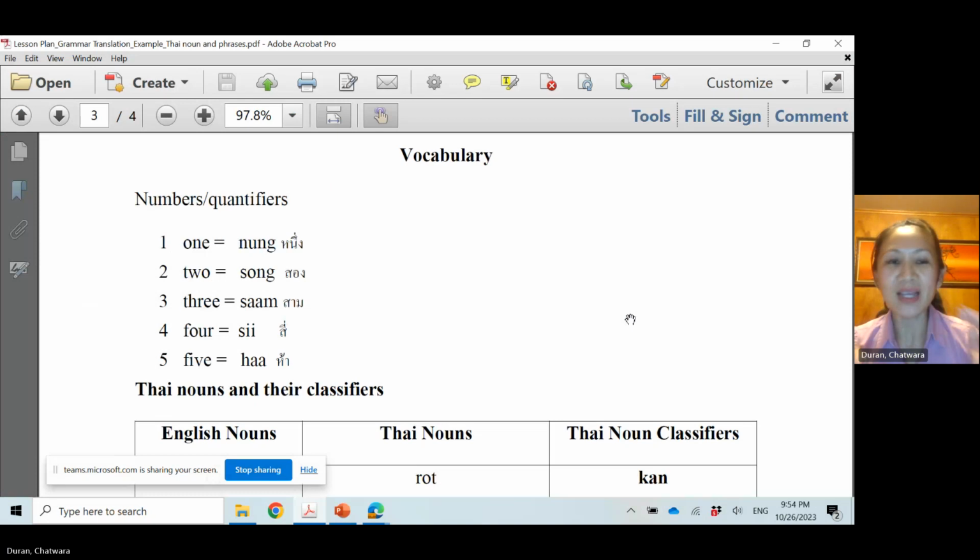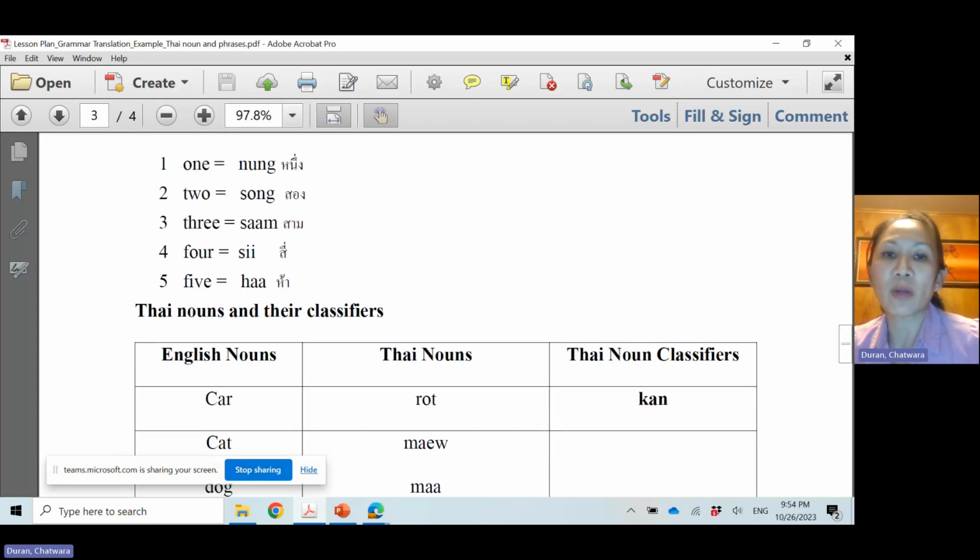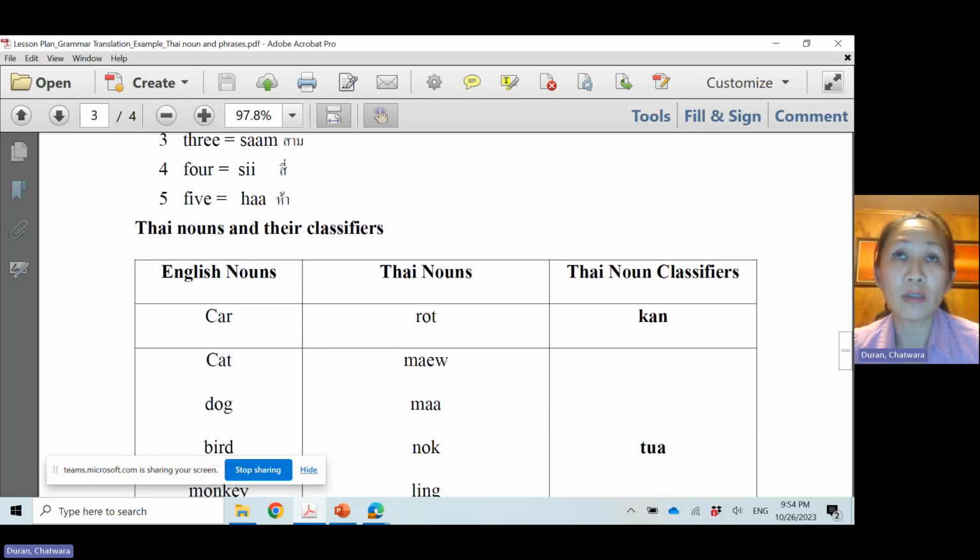So I'm just going to give you five words for numbers here, and let's take a look at the vocabulary sheet for about five minutes, and we'll come back for some exercises.